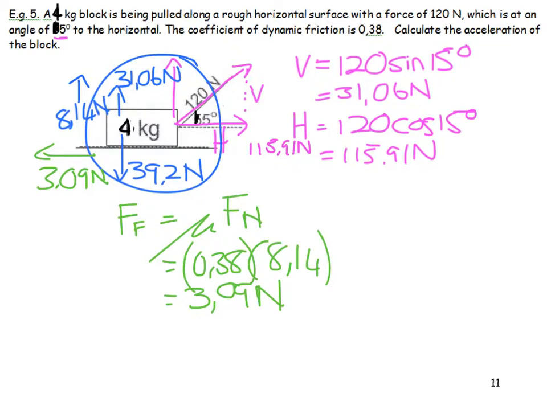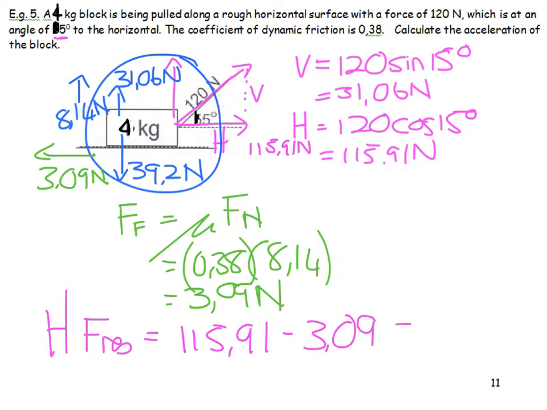So what is the resultant force? Force resultant in the horizontal direction is equal to 115.91 minus 3.09, which is going to be equal to 112.82 newtons. The question is, what is the acceleration of this block?